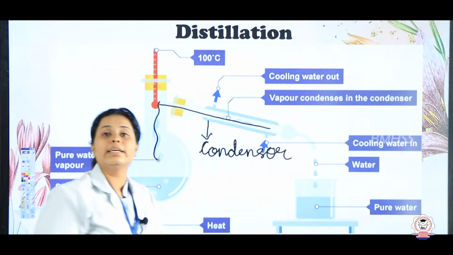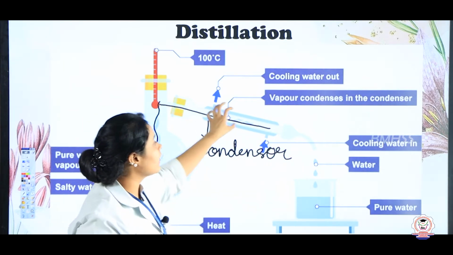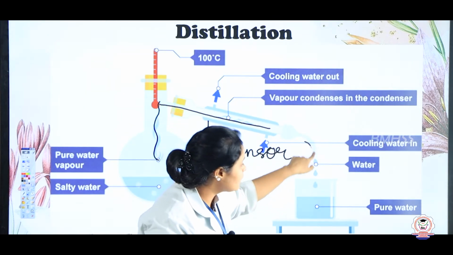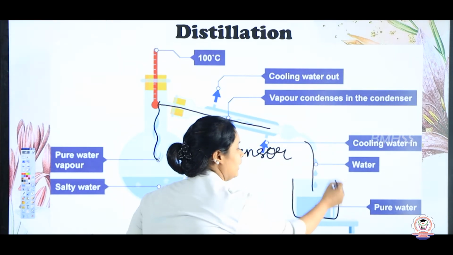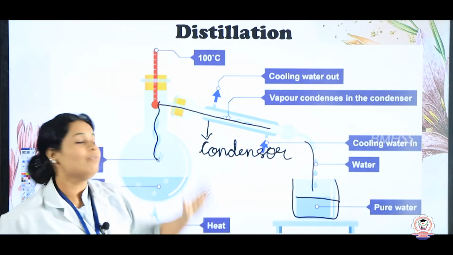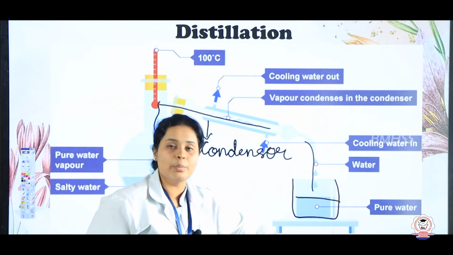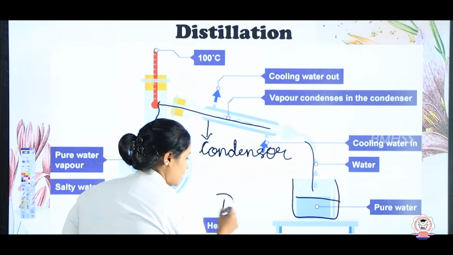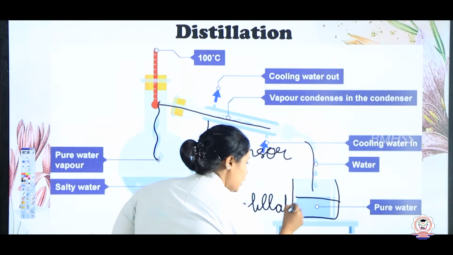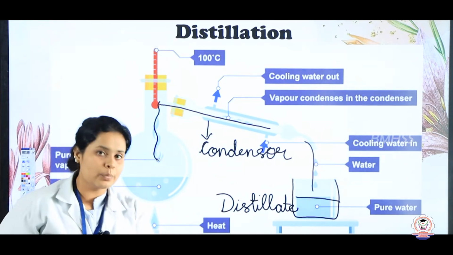So a condenser is the equipment which will cool the vapors which are coming. So here the gas will get converted into liquid, it will flow from this side, and finally you can store your pure water here. So this is the process of distillation. So here you can call this pure liquid the distillate. Okay. You can call it distilled liquid also.